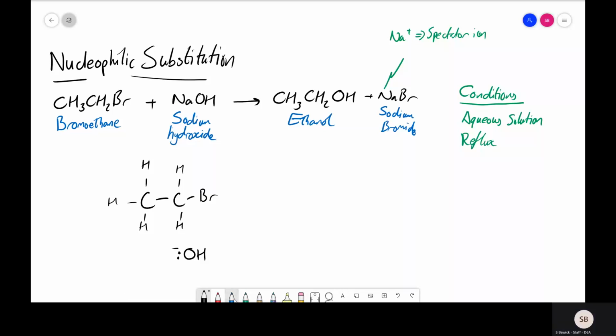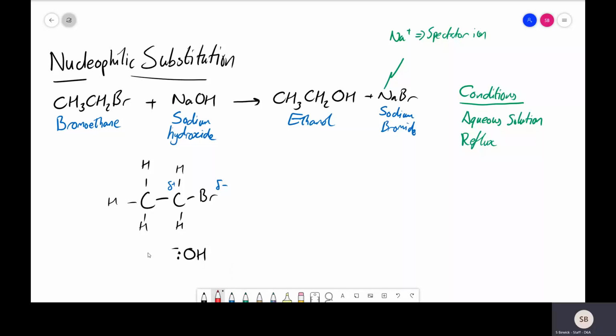Now, next thing we need to draw onto the bromoethane are any partial charges. Now we know carbon-carbon bonds, that's not polar. Carbon-hydrogen bonds, we don't class that as polar. The carbon-bromine bond definitely is polar. So the bromine is going to be delta minus. The carbon is going to be delta plus. So we've got a delta plus carbon, a delta minus bromine.